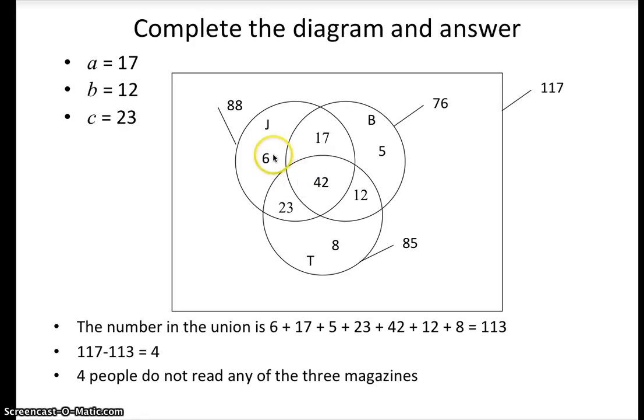So it's time to add up everything in the union, these three, the next three, that, and we get 113 elements in the union. Well, since there's 117 people total who were surveyed, that means we just do 117 minus 113, and there's 4 people out here in the outside area, and 4 people do not read any of the magazines.